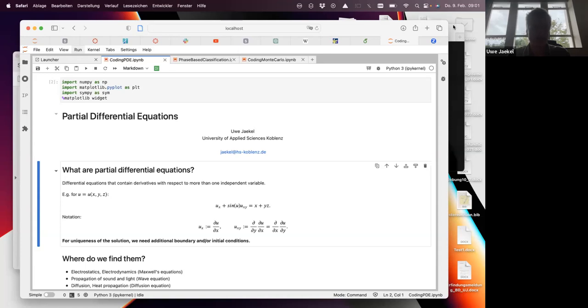I hope everything's fine with my screen sharing. Today I'm supposed to talk about partial differential equations. I have uploaded the slides, or I will work with the Jupyter notebook. I've uploaded it and updated it a little bit.